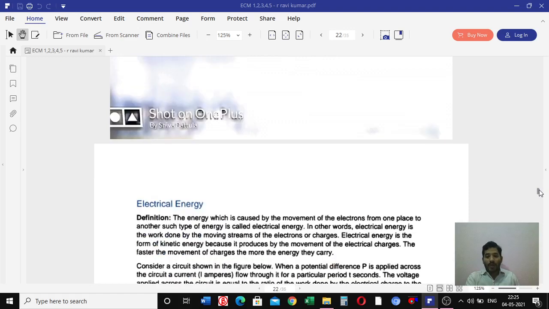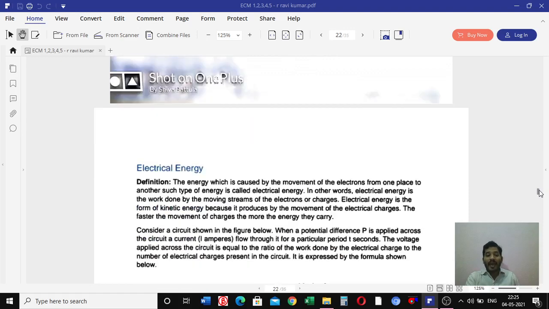In the next topic we are going to learn about electrical energy. I hope you understood very well. No one has any doubt regarding this section.